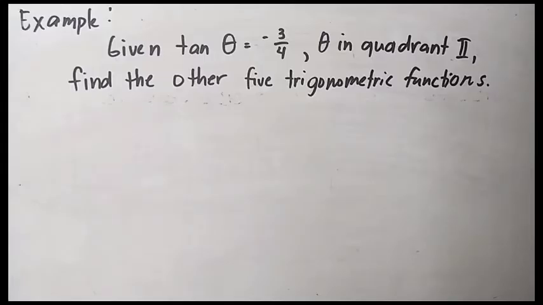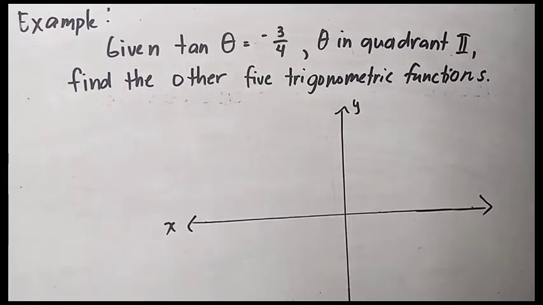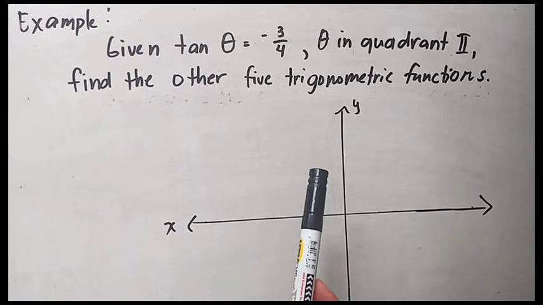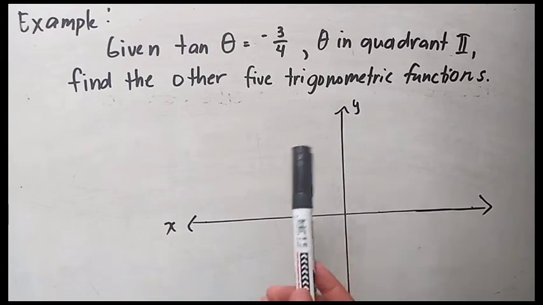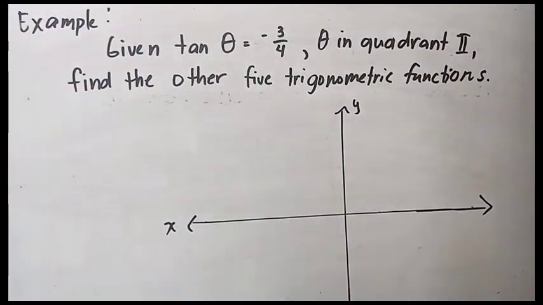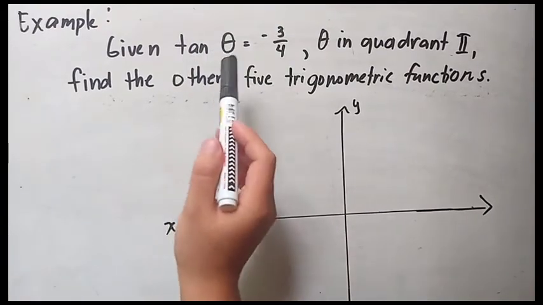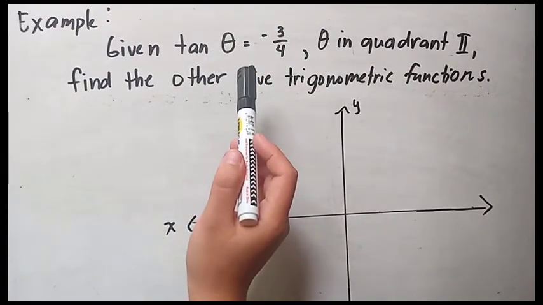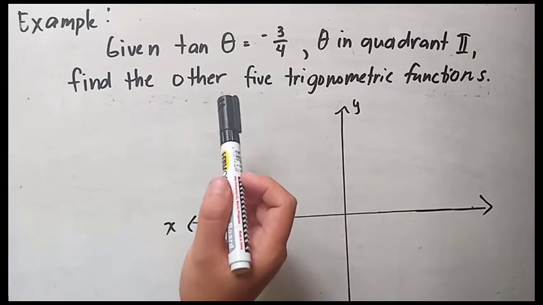So to further understand, let us have an example. Given tan theta is equal to negative 3 over 4, wherein our theta is in quadrant 2. So let us find the other 5 trigonometric functions. After drawing the Cartesian plane, let us now locate our theta that is in quadrant 2. So dapat nandito yung theta natin. And it says there that our tangent theta is equal to negative 3 over 4.